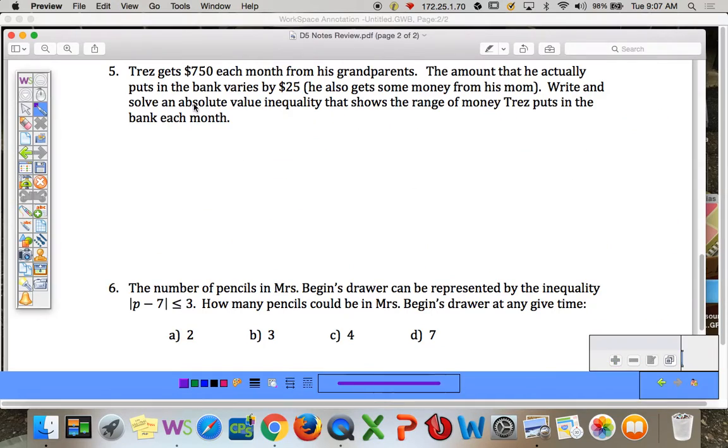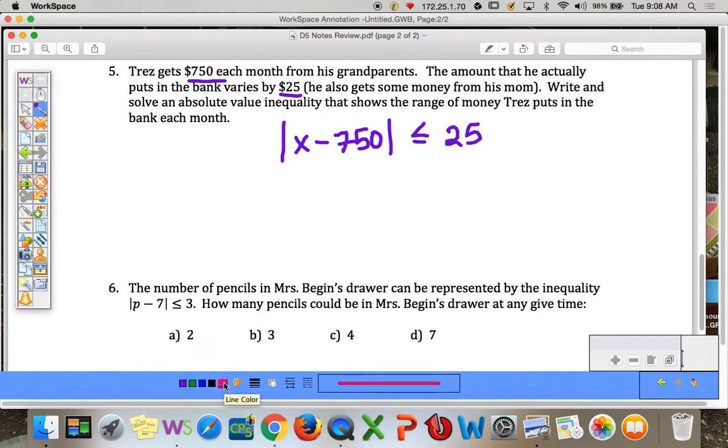So the first one, Trez gets $7.50 each month from his grandparents. The amount that he actually puts in the bank varies by $25. Write and solve an absolute value inequality that shows the range of money Trez puts in the bank each month. All right, so here's your absolute value of some amount minus $7.50. This is going to be less than or equal to this $25 right here. So the amount can vary, and we're trying to find the two ends that it varies between, so we use the less than or equal to.